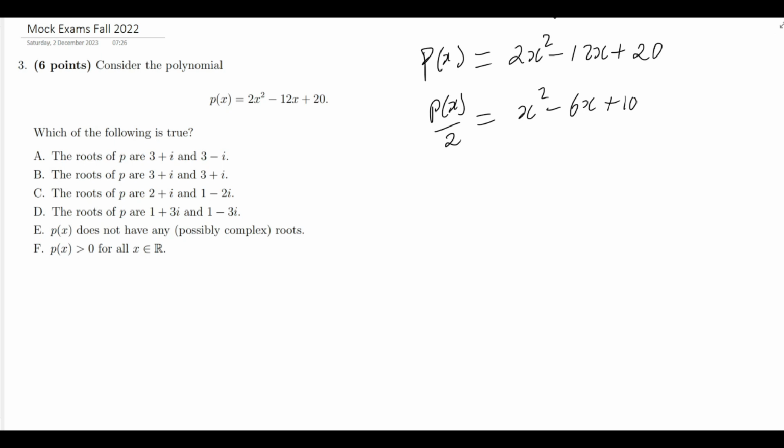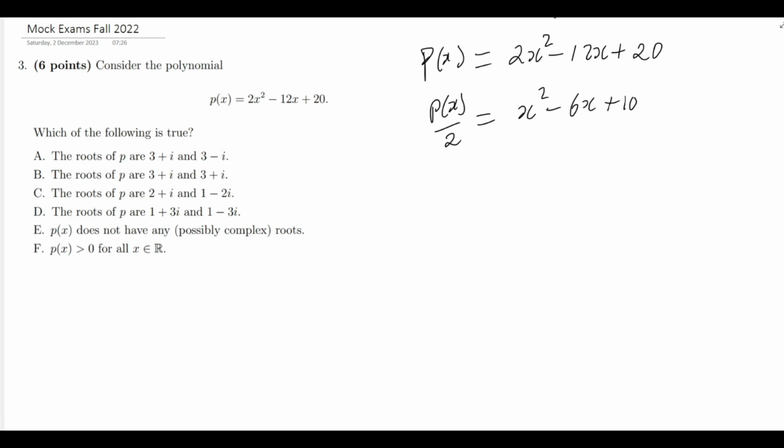What you need to consider is which of the following statements are true. It says that the roots of the polynomial are 3 plus i and 3 minus i. So we see that the options are showing us that there are complex roots.